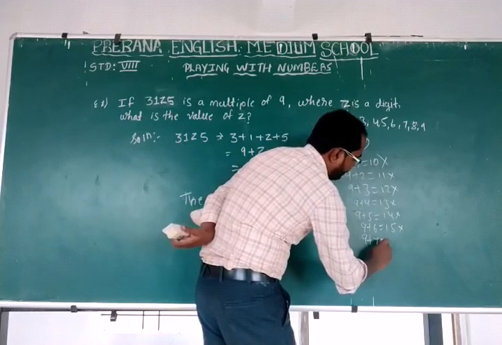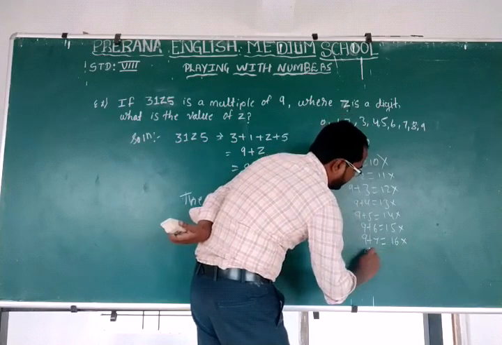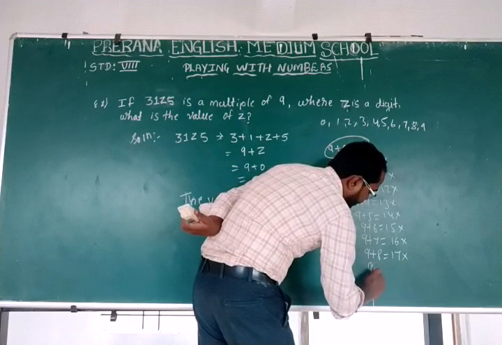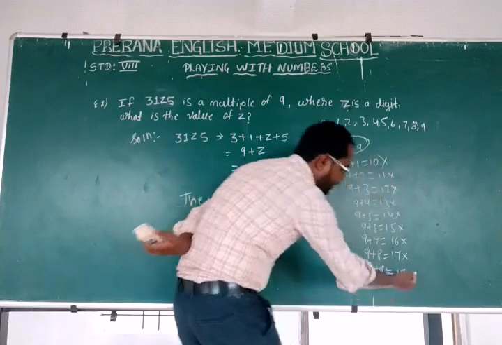9 plus 7 is 16, not a multiple, leave it. 9 plus 8, 17, not a multiple, leave it. 9 plus 9 is equal to 18. So 9 into 2 is 18.